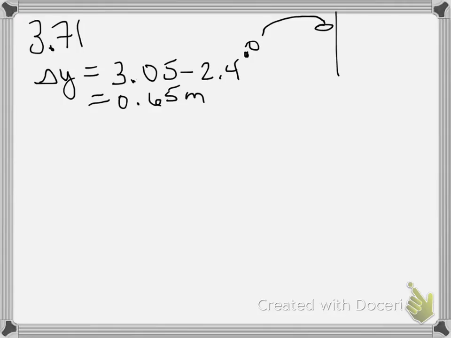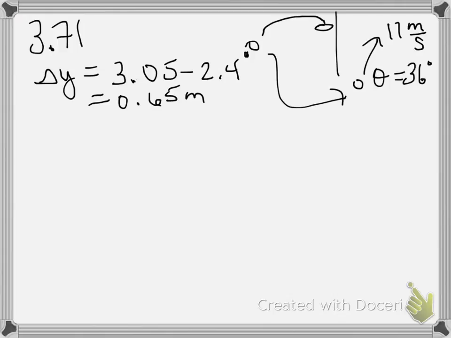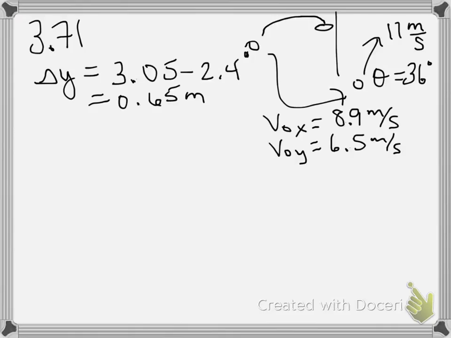You know that V initial, maybe I'll draw this over here, the ball goes at 11 meters per second and at an angle theta, looks like 36 degrees above the horizontal. First thing we're going to do, from that we can find V initial in the x and V initial in the y. Again, verify my work, but I got 8.9 meters per second and 6.5 meters per second.